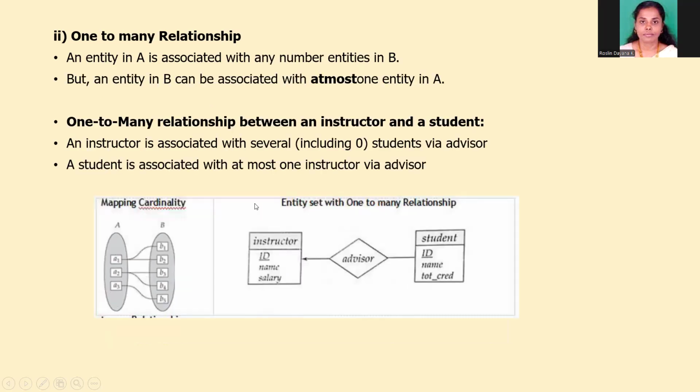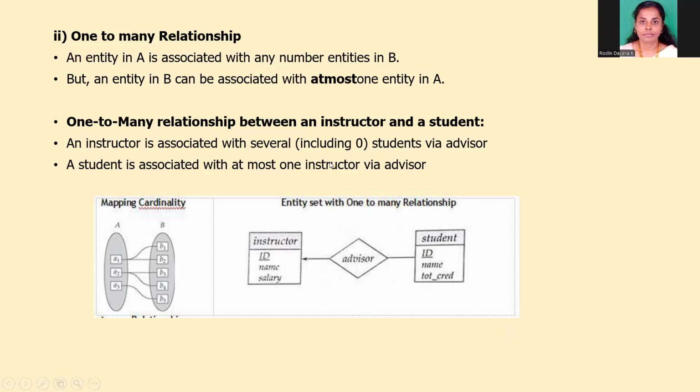One-to-many relationship. An entity or object in A is associated with any number of entities in B, but an entity in B can be associated with at most one entity in A. One-to-many means one A entity can have multiple B entities, but each B entity will have one A entity relationship.